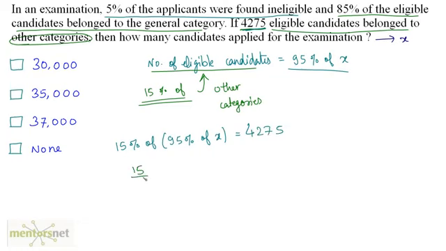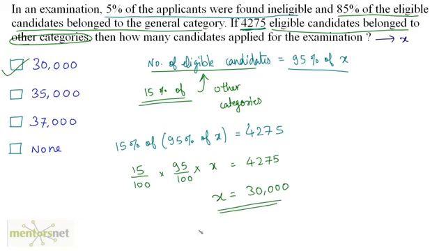So we have 15 by 100 times 95 by 100 times X is equals to 4,275. So to save time, I'm just giving you the value that comes for this X. So it is equal to 30,000. So our answer is option A.